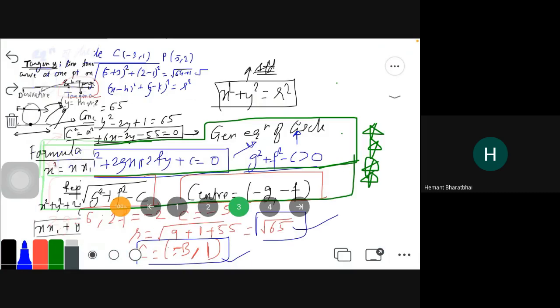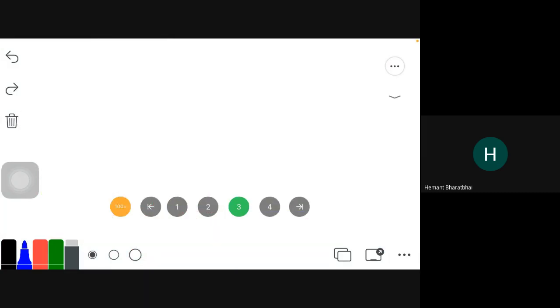I hope everyone has taken this screenshot. So let's do some numericals now. So understand how to find out the equation of the tangent. So we are doing one numerical where it is saying that you have to find out the equation of the tangent.